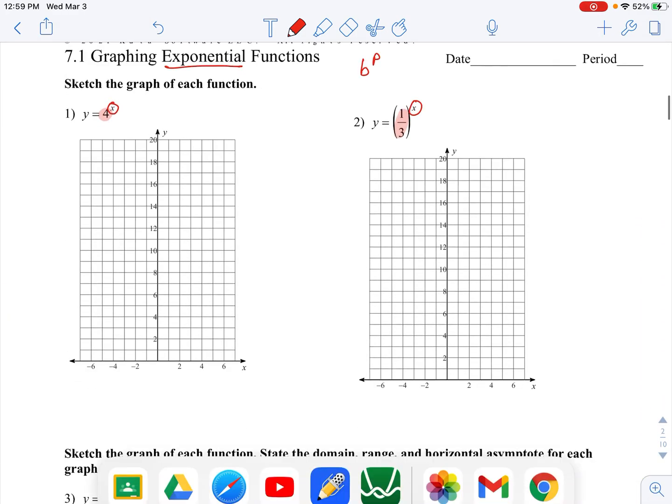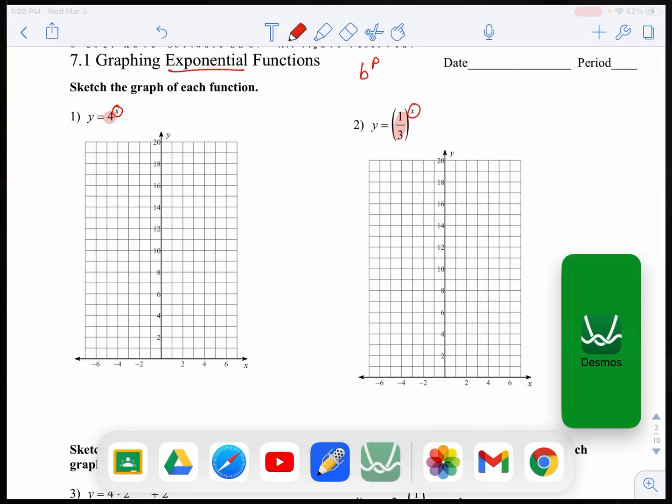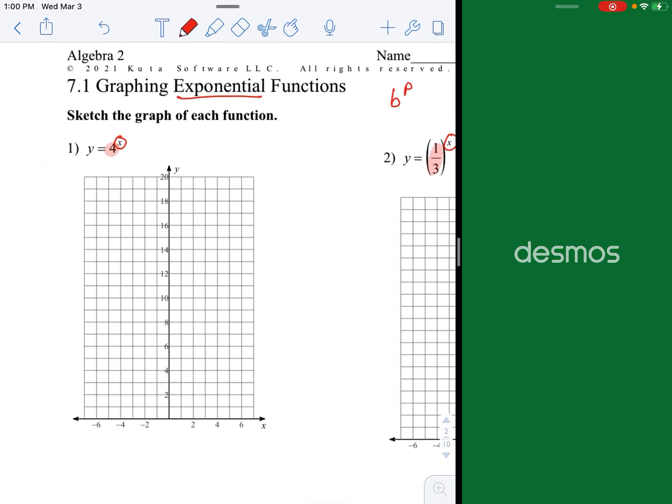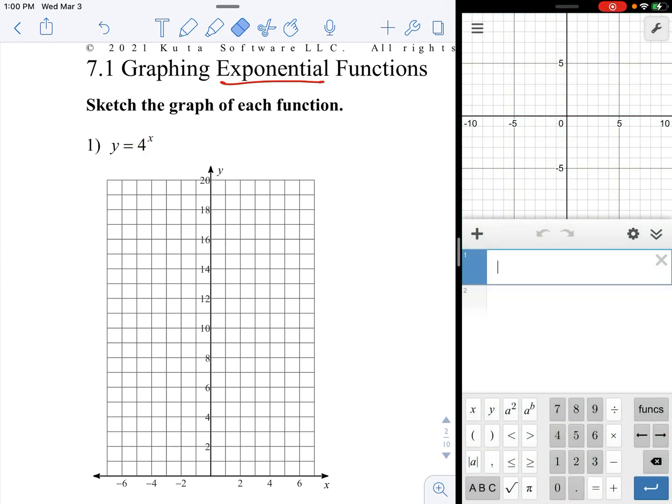So if I'm not going to plot points, what am I going to do? Well, how we do most of our graphing, which is Desmos. So let's talk about how to do this. So I am going to do number 1. You don't have to do it if you don't want to. Y equals 4, use the power button, and then put x there.